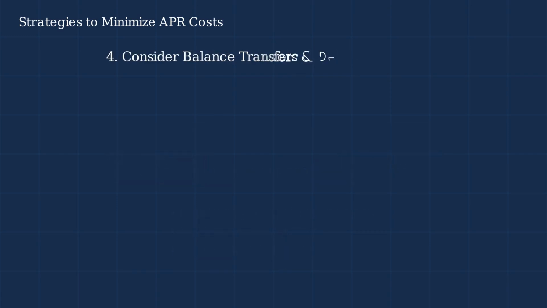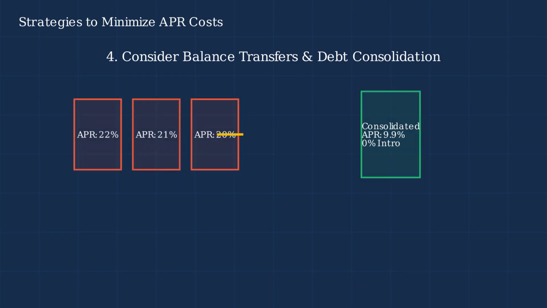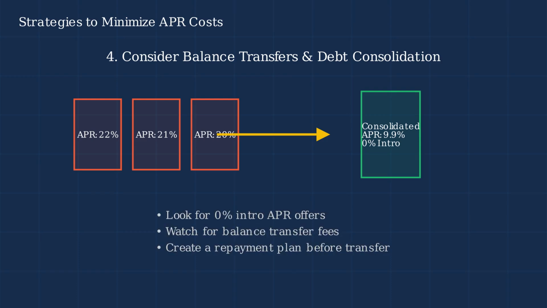For existing debts with high APRs, consider balance transfers or debt consolidation. You can transfer high-interest credit card balances to a card with a lower interest rate, often starting with a 0% introductory offer. Look for 0% introductory APR offers, but be mindful of balance transfer fees. Always create a repayment plan before transferring.